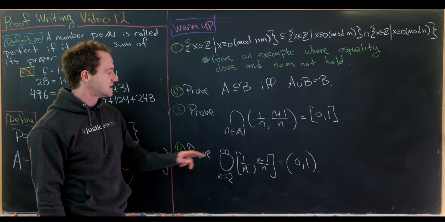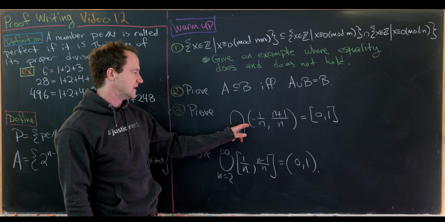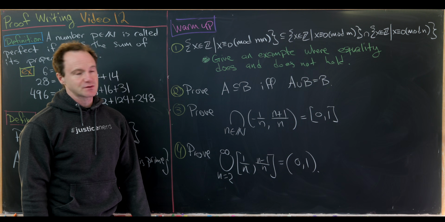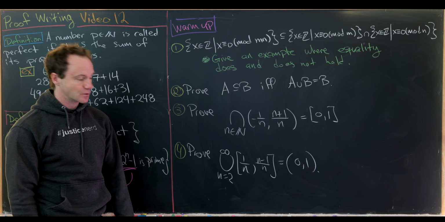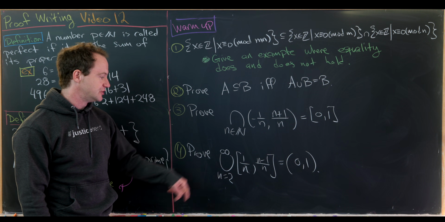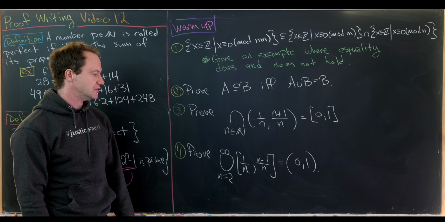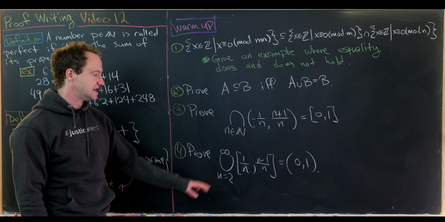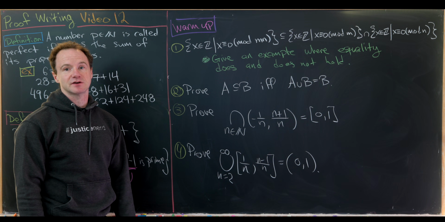And then next, you'll need to show that the intersection over all natural numbers n of the open interval from -1 over n to n plus 1 over n is the closed interval from 0 to 1. And then prove the union from n equals 2 to infinity of the closed interval from 1 over n to n minus 1 over n is equal to the open interval from 0 to 1. And that's a good place to stop.